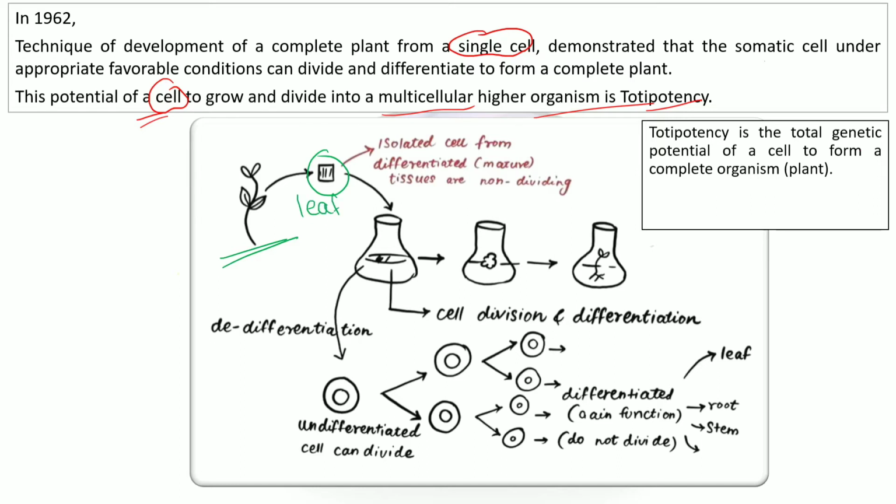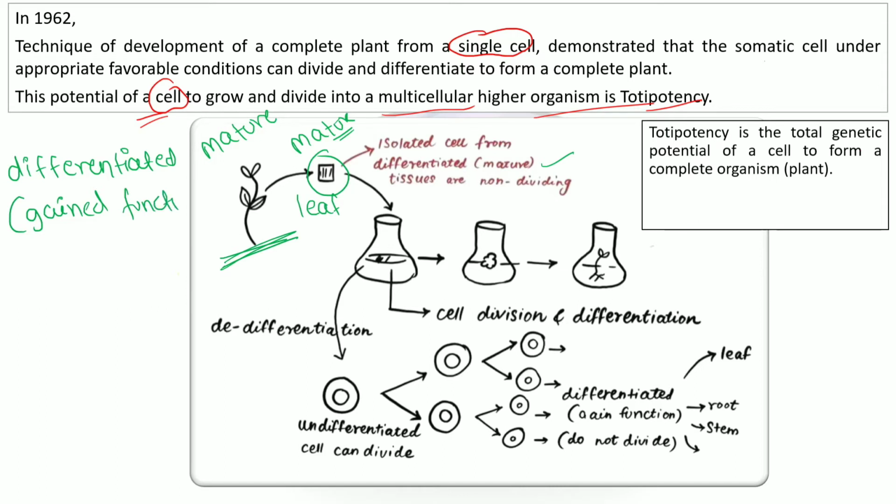Okay, now this plant is a mature plant, right? And the part you have excised is also mature, right? Mature in the sense that the isolated part of the leaf is in differentiated form, means it has already gained its function. Okay, so when a cell is differentiated, a cell is said to be differentiated when it has gained a function, and it also cannot divide.